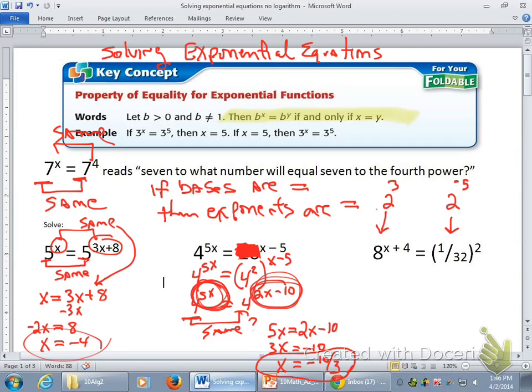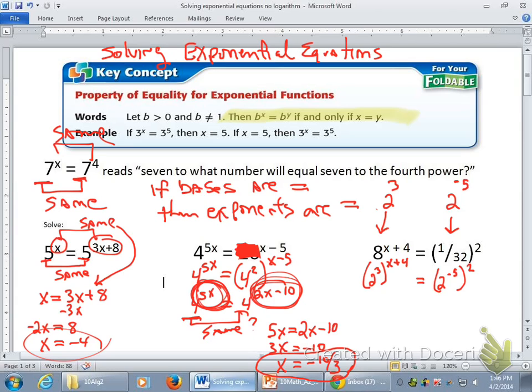So I'm just going to rewrite this. It's going to be 2 to the third power, that is also raised to the x plus 4 power. And on the right-hand side, I have 2 to the negative 5 power, that is being raised to the second power.